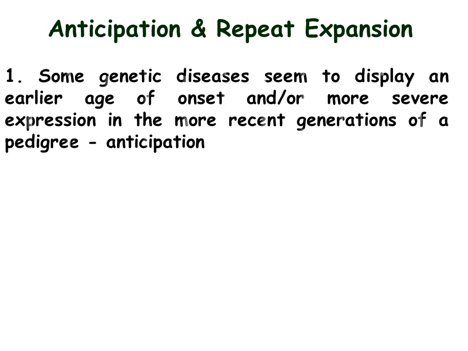Well, there's yet another disorder known as anticipation and repeat expansion. This is a situation where you've got a disease that seems to get worse as you go on with the generations, the most recent generation being more severe than the previous generations. So this is referred to as anticipation.